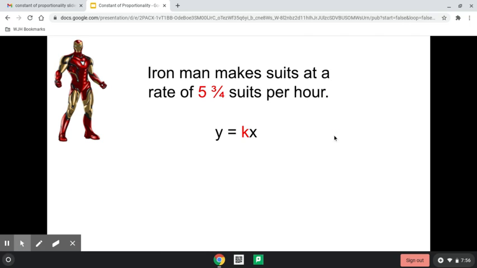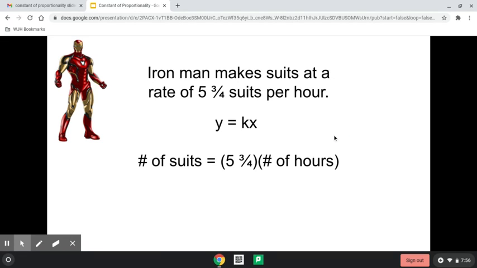5 3/4 is the constant of proportionality. You can also say the number of suits equals 5 3/4 times the number of hours.